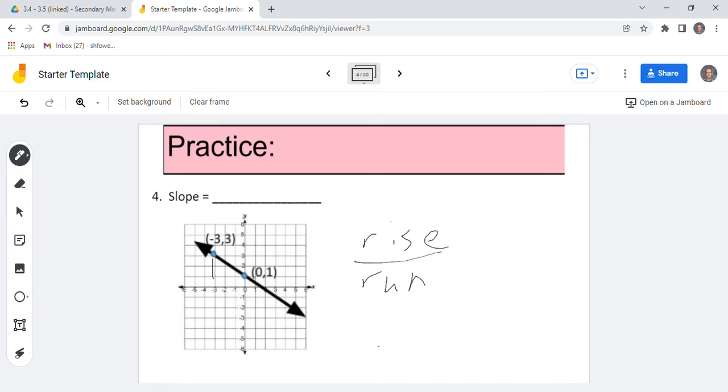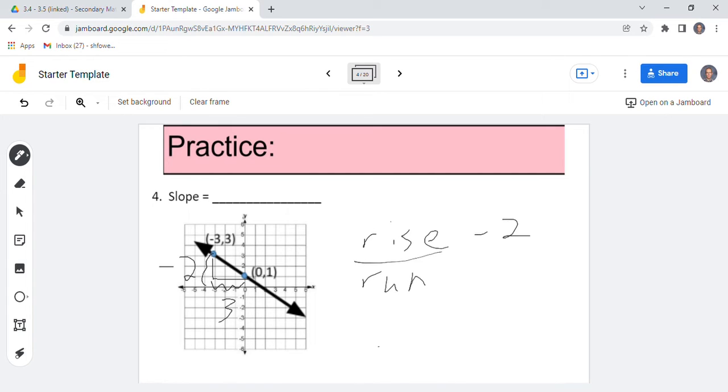We're going to go down and to the right. This would also work if you went up and to the left. Just make sure to keep careful track of your positives and negatives. So when we count how far we go down, it's 1, 2, and since we went down, that would be -2. And then we go over 1, 2, 3 spaces. It's a +3 because we went to the right.